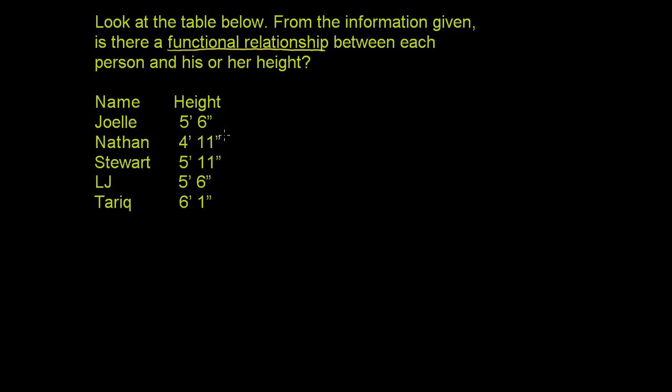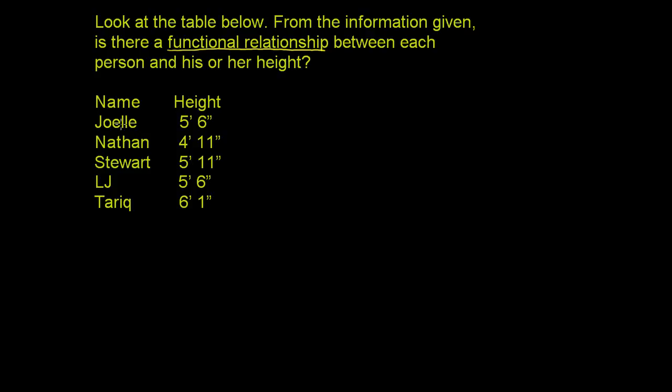Now, there's definitely a relationship. They say, hey, if you're Joel, you're 5'6". If you're Nathan, you're 4'11". If you're Stuart, you're 5'11". That is a relationship. Now, in order for it to be a functional relationship, for every instance or every example of the independent variable, you can only have one example of the value of the function for it.